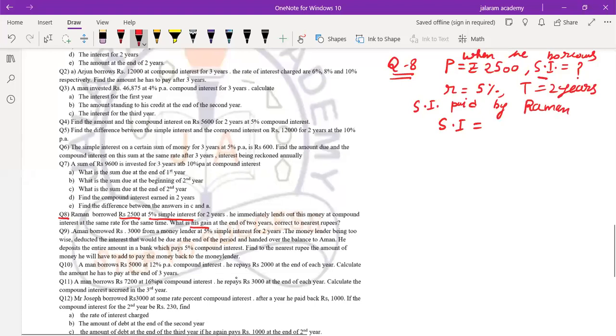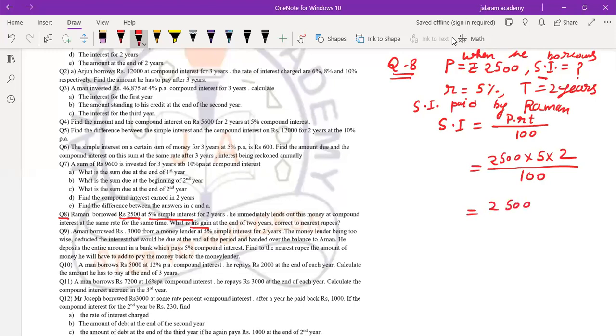Okay, this is the simple interest paid by Raman and it can be directly obtained using the formula PRT upon 100. Now principal is 2,500, rate of interest 5, time 2 years upon 100. As we know that we can directly find the simple interest using the formula. Now these two zeros will be cancelled out. 5 2s are 10, 25 10s are rupees 250. So this is the simple interest paid by Raman.